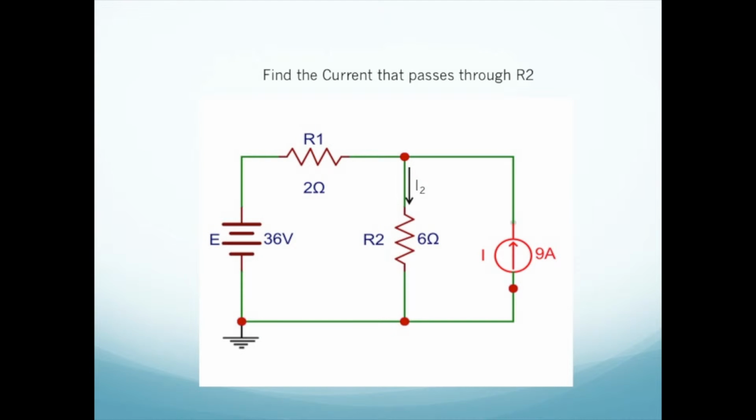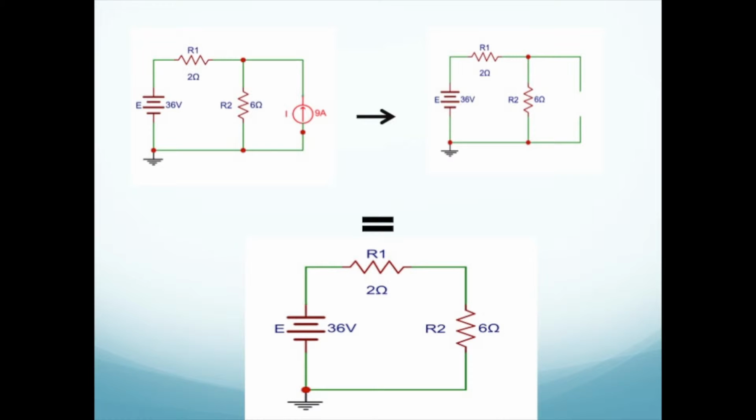One example of a circuit which has a voltage and current source that can be solved using superposition is this one, where it asks to find the current that passes through R2, the 6 ohm resistor. Firstly, to solve for the total current in this circuit, we must replace the current source with an open circuit. This will now allow us to calculate the total resistance.